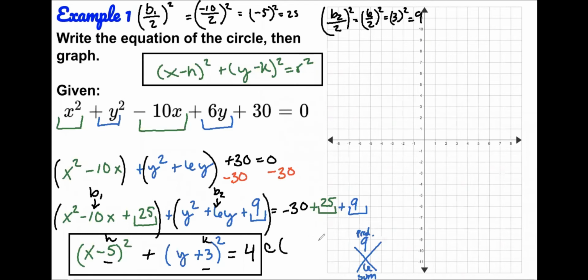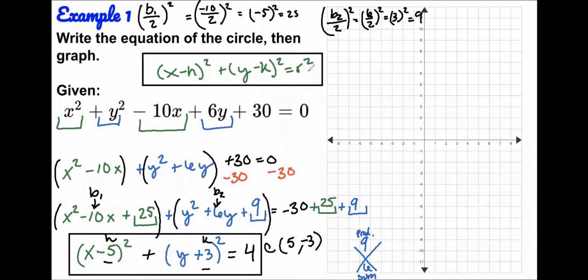Something that I want you guys to notice is that it's going to be the opposite, right? So if it's negative in our equation, it's going to be positive in our coordinate. If it's positive in our equation, it's going to be negative in our coordinate. I hope that made sense. So if it's negative, it's positive, and if it's positive, it's negative. The opposite of its value.